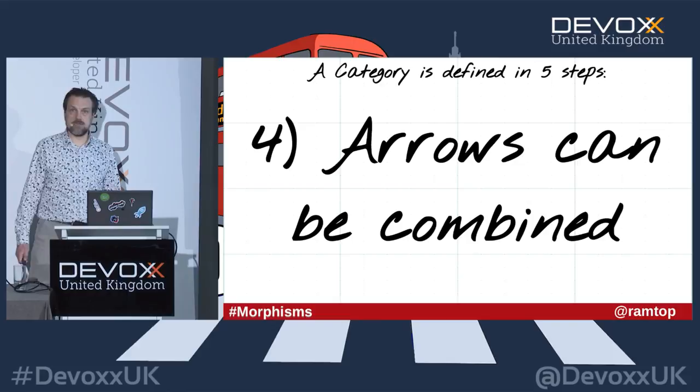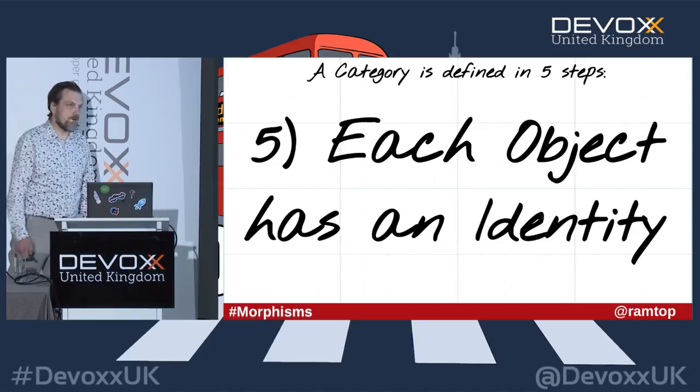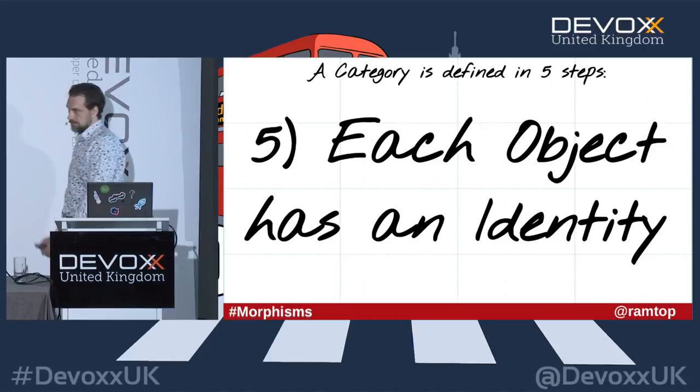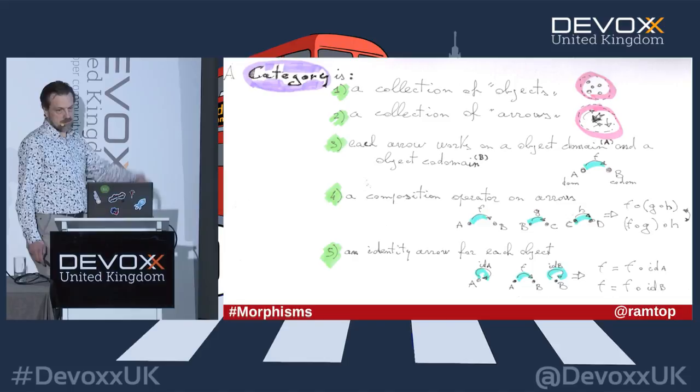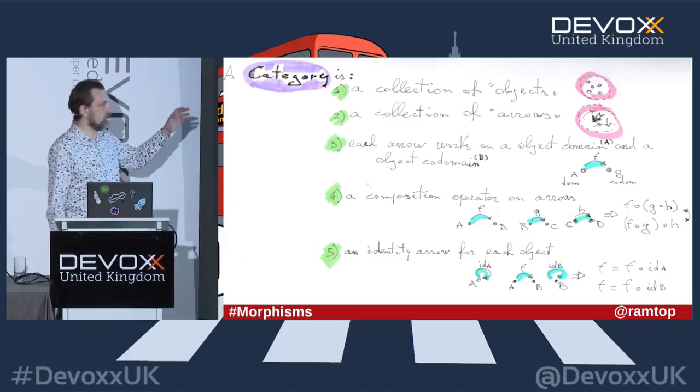Also, this is necessary to make a category. So you can have arrows from A to B, and arrows from B to C, and then you can combine. And then each object also has an arrow that goes to the object and goes back to the object, because each arrow is connected to two objects, but the two objects can be the same. Okay, so this is a summary with my fantastic drawing abilities. We have the objects, we have the arrows from A to B, and then we can combine. And also the combining must be associative.